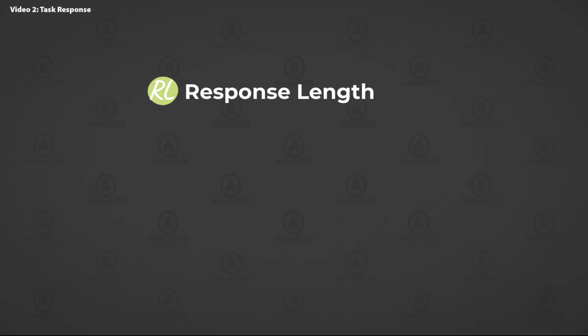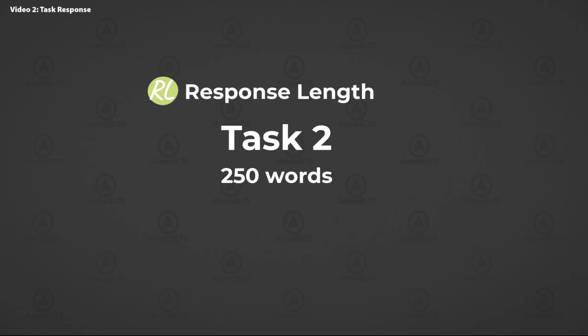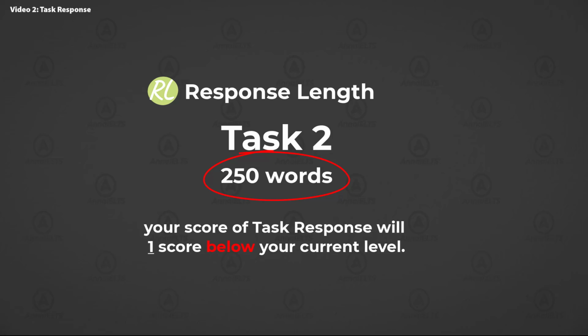The first criterion in task response is called response length. In Task 2, you have to write 250 words. This means that if you fail to write 250 words, your score of task response will be 1 score below your current level.